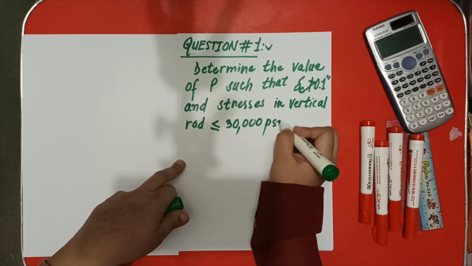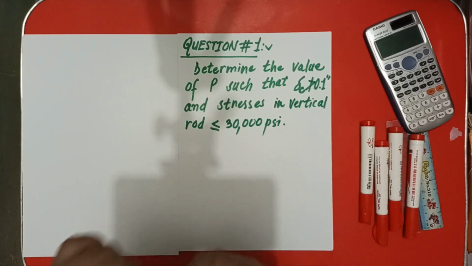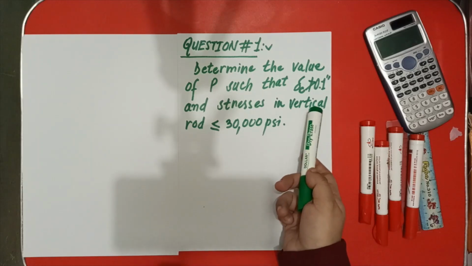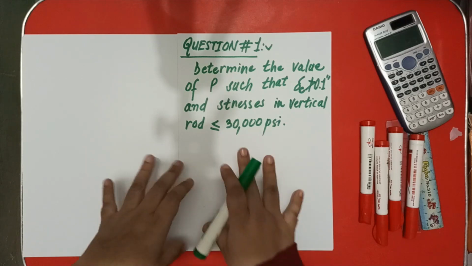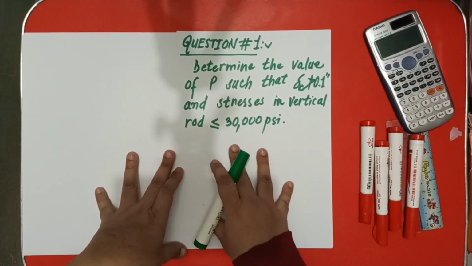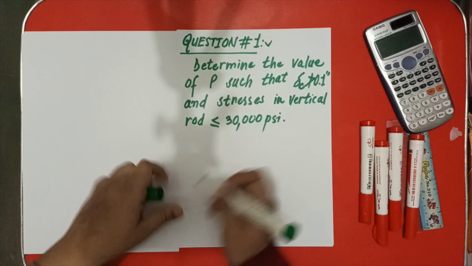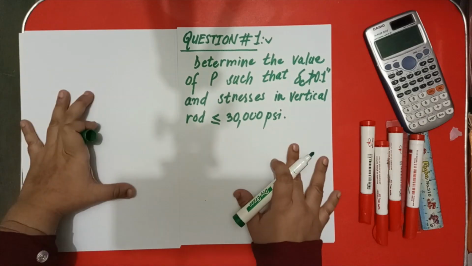So you can see there is a condition in the question. So what is the question? Determine the value of P such that delta C is not greater than 0.1 inches. So it does not exceed 0.1 inches, and stresses in vertical rod is less than or equal to 30,000 psi. And you can also say that 30 ksi.